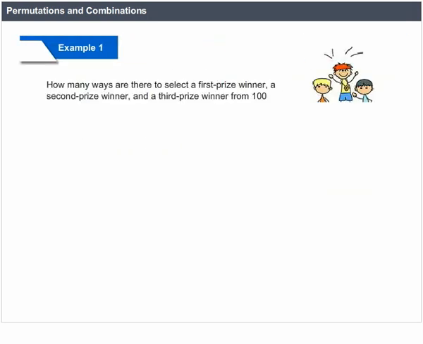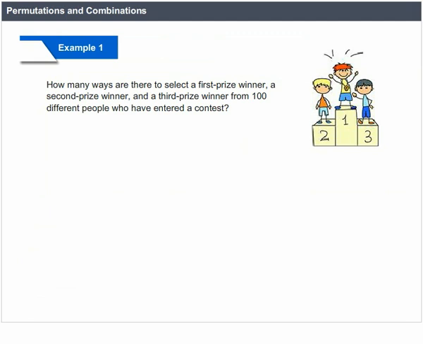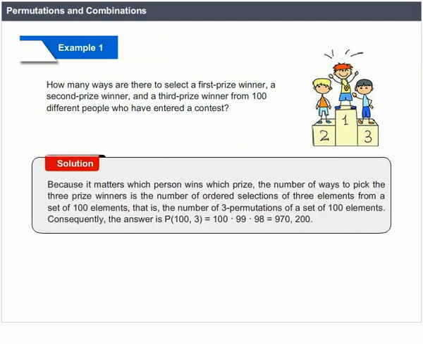How many ways are there to select a first prize winner, a second prize winner, and a third prize winner from 100 different people who have entered a contest? Solution. Because it matters which person wins which prize, the number of ways to pick the 3 prize winners is the number of ordered selections of 3 elements from a set of 100 elements. That is, the number of 3-permutations of a set of 100 elements. Consequently, the answer is P(100, 3) = 100 × 99 × 98 = 970,200.